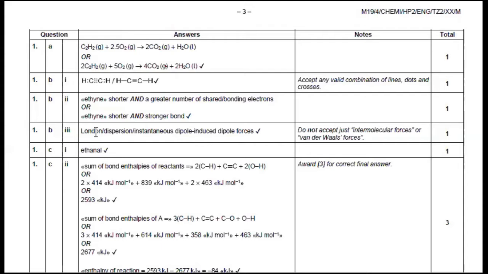If you're using instantaneous dipole, you have to use the word induced dipole also, because when one molecule gets an instantaneous dipole, it will result in causing a polarity in its neighboring molecule also. So that's the reason why if you're using the word instantaneous dipole, use it along with induced dipole. It has to be used together. So going back to the next question.